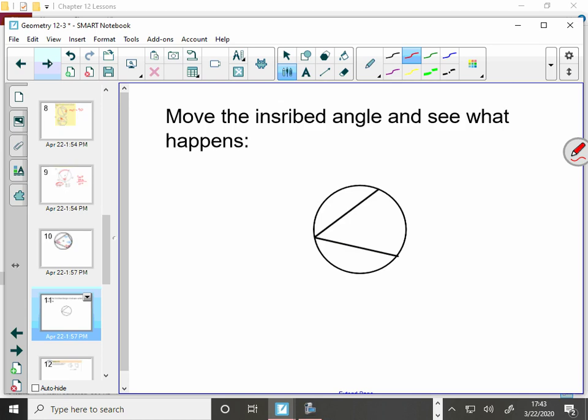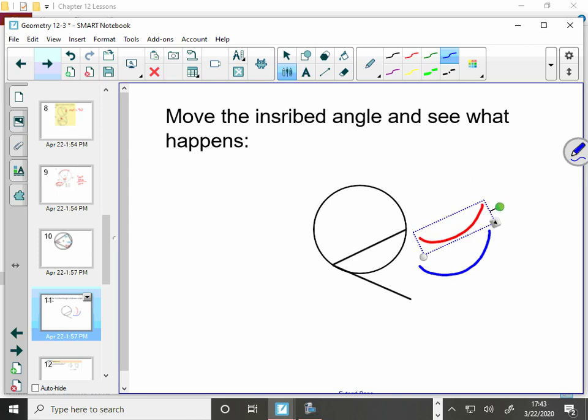Now these are inscribed angles. We're going to move this inscribed angle and see what happens. If I bring this inscribed angle down to where I make one side a tangent instead of a chord. We did have two chords right here, and you see the size of this arc right here. And if I bring it down here, and instead I have a tangent and a chord, so now it is this arc right here.